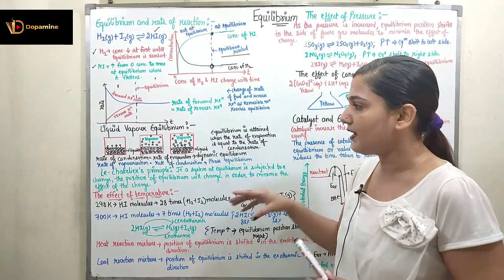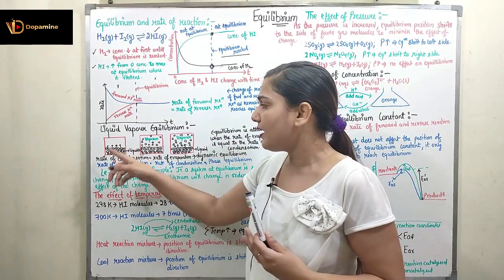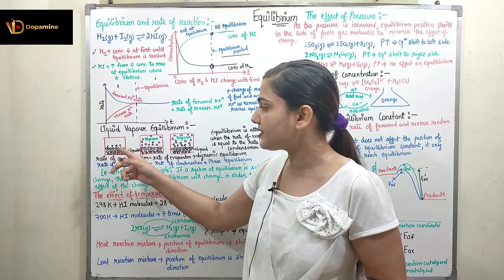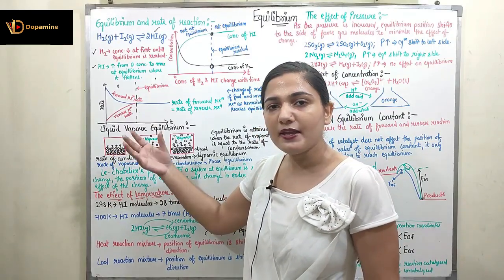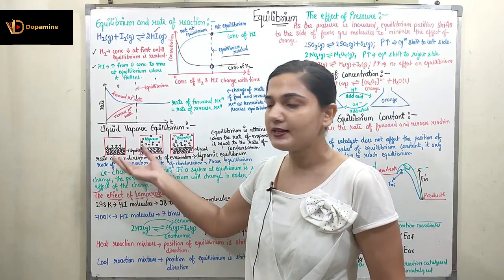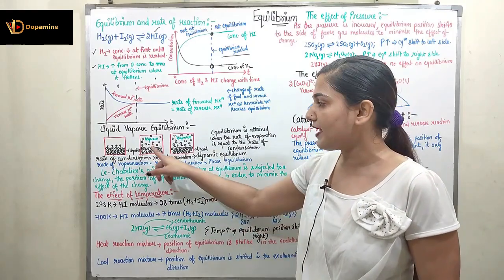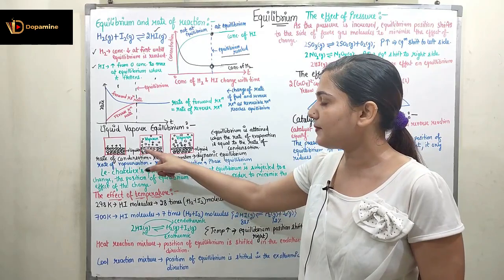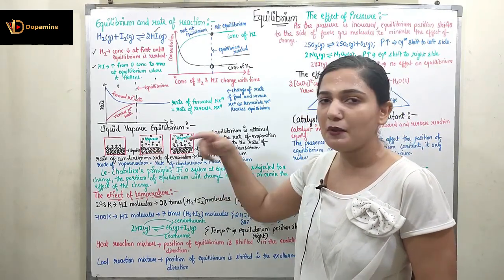Now coming to the liquid vapor equilibrium. What is this concept? Let's take any liquid substance here. Let's suppose we have bromine in the liquid state. Initially all the particles will be in the liquid state. Then what happens? After a certain point of time, some particles will move to the vapor state, right? There will be some collisions in the liquid molecules and they will escape to the vapor state.